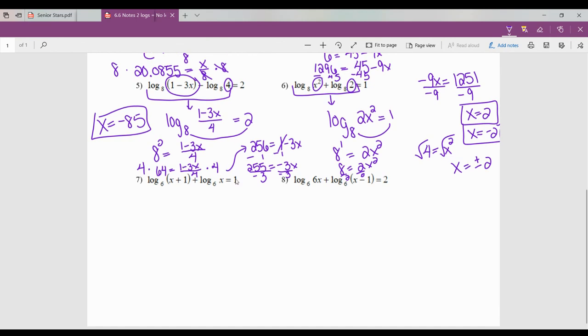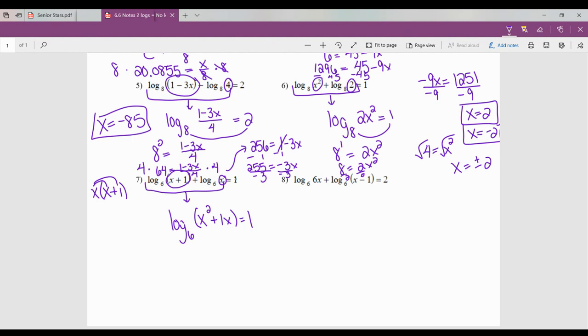Okay, on to the last 2. So we're going to take these 2 logs and condense them into 1 log. So log base 6. And then I'm going to take x plus 1 and x. And because that's adding, I'm going to multiply x and x plus 1. So I distribute that in. So I get x squared plus 1x equals 1.